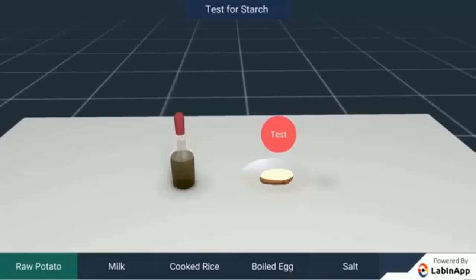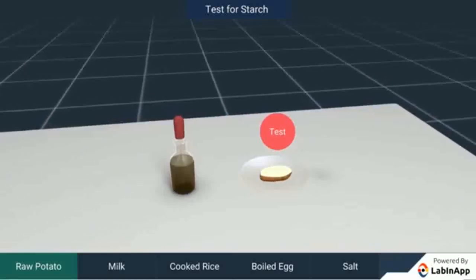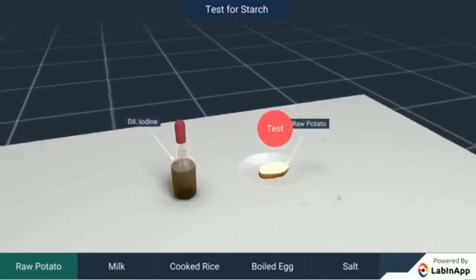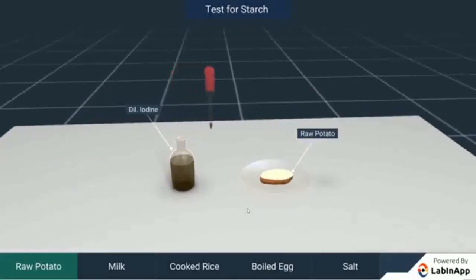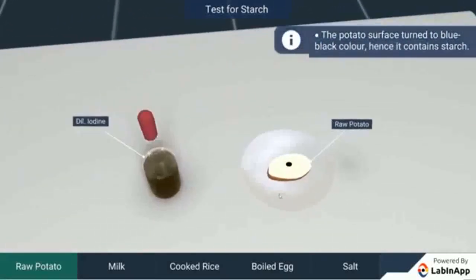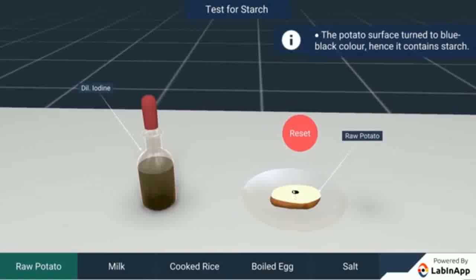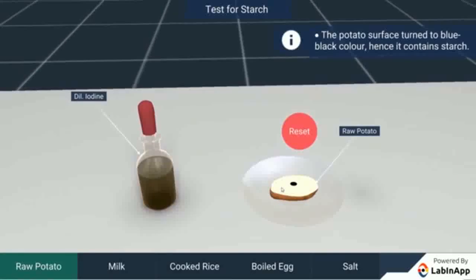We know that food items contain different components like carbohydrates, proteins, fats, vitamins and minerals. Let us test different food items for the presence of starch, which is a form of carbohydrate. Here we have taken a potato sample and dilute iodine solution. Put a few drops of iodine solution on the food sample and observe. The part of the food with iodine solution turns blue-black. A blue-black color indicates the presence of starch.